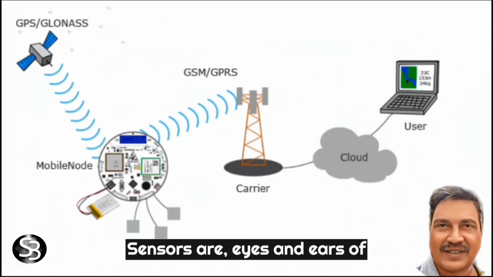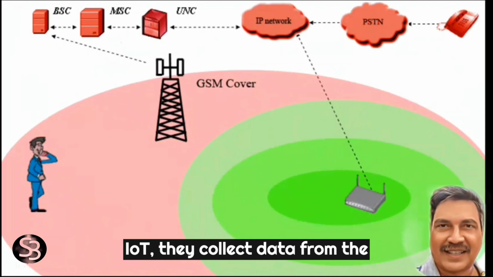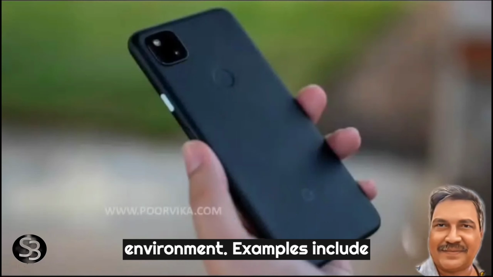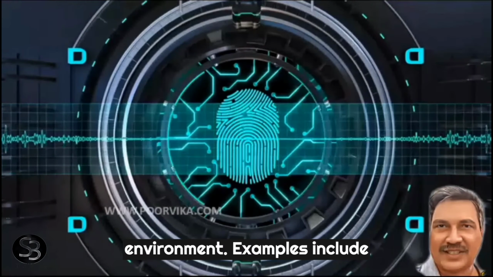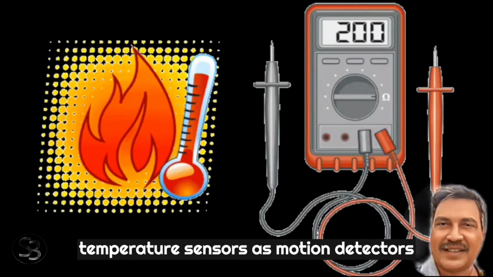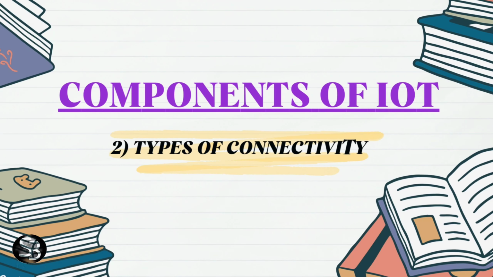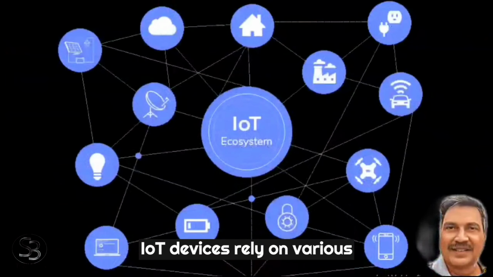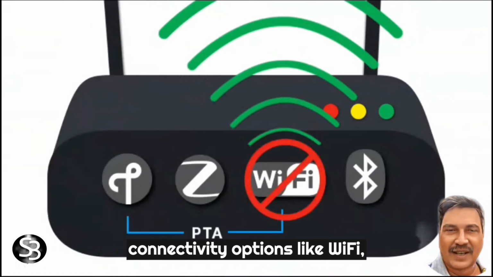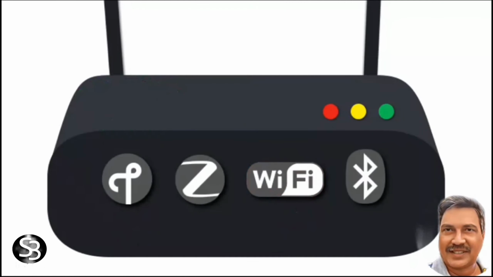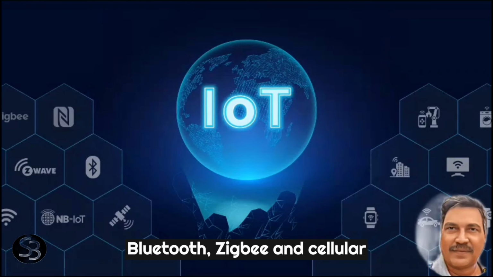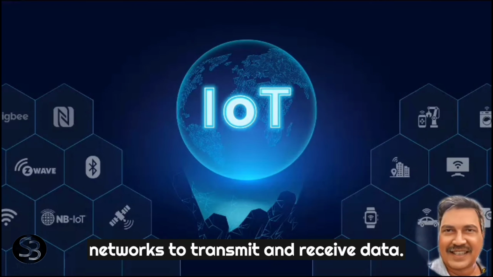Sensors are the eyes and ears of IoT. They collect data from the environment. Examples include temperature sensors, motion detectors, and light sensors. IoT devices rely on various connectivity options like Wi-Fi, Bluetooth, Zigbee, and cellular networks to transmit and receive data.